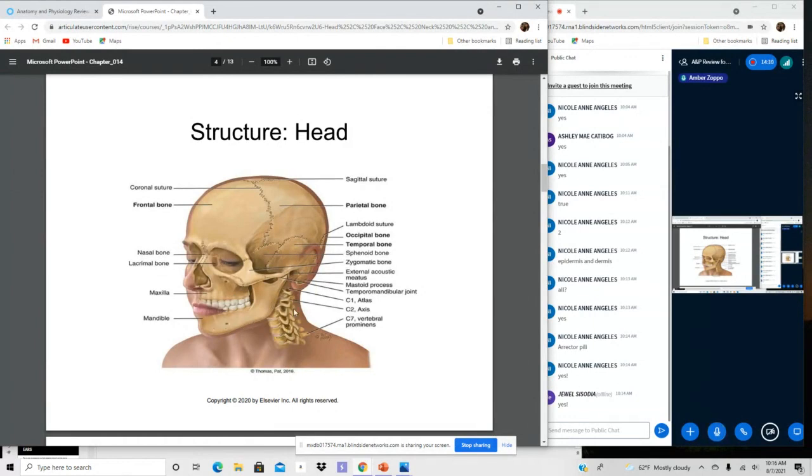And this shows the cervical spine. So C stands for cervical, and then 1 stands for the first bone of the cervical spine. So when you see C1, you know that's the first bone of the cervical spine.